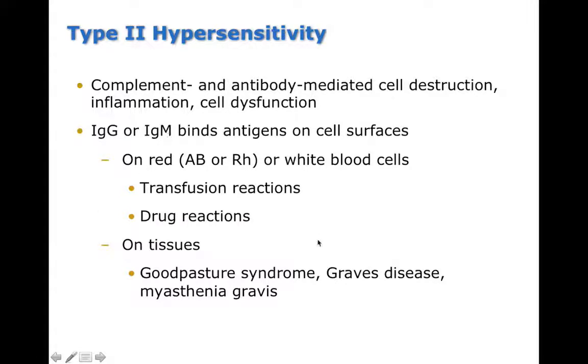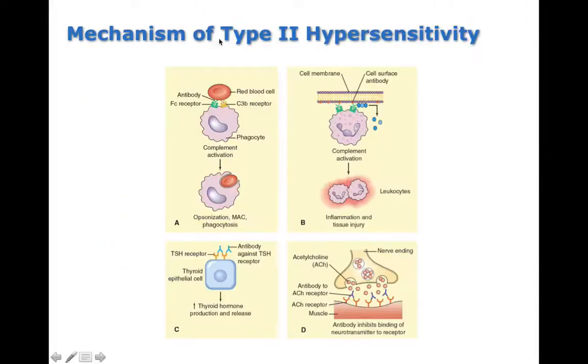Now, these antibodies can also bind to things like TSH receptors in your thyroid, which can lead to excessive thyroid hormone. Or in myasthenia gravis, these antibodies can bind to the nicotinic receptors at skeletal muscle, and they can block those receptors, which then actually leads to muscular weakness. Now, in terms of the mechanism of type 2 hypersensitivities, remember, it's antibody mediated, and we're talking about IgGs and IgMs.